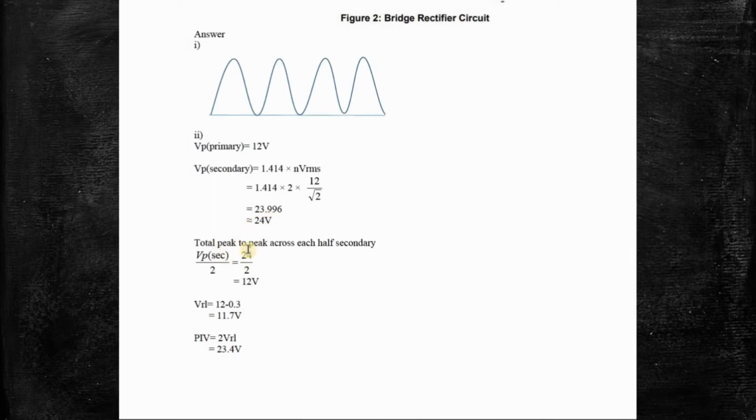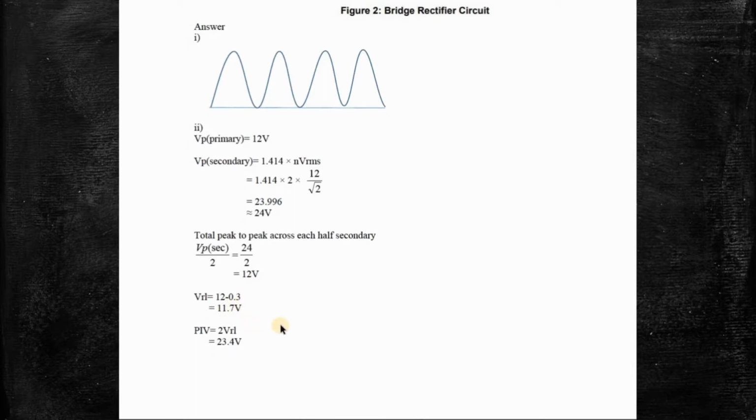Next we calculate the peak across each half of the secondary. The formula is VP secondary over 2, which is 24 over 2, and we get 12 volt. For the VRL, it is 12 minus 0.3. The 0.3 is because we use the germanium diode, and we get 11.7 volt. And the PIV value is 2 VRL. Our VRL is 11.7 times 2, so we get 23.4 volt.